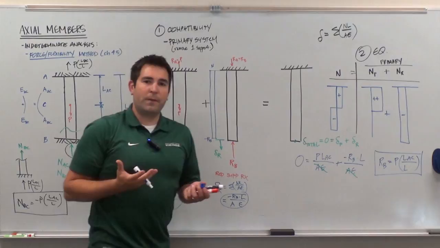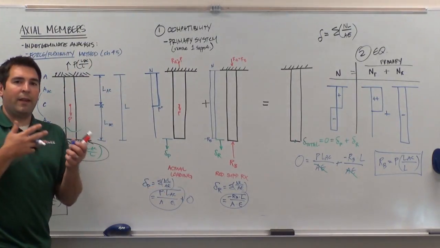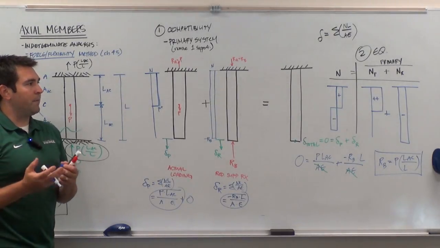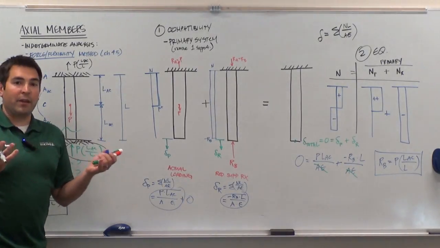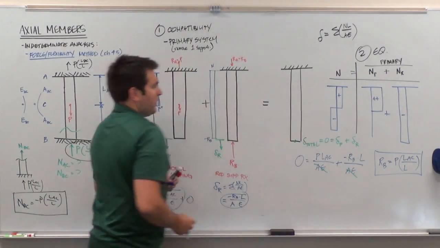If I add this to this, I get this diagram right there. And so the force flexibility method is really all about splitting up the load effects and the redundant support reaction effects separately, just adding them together to get the total picture of what's happening with the assembly.